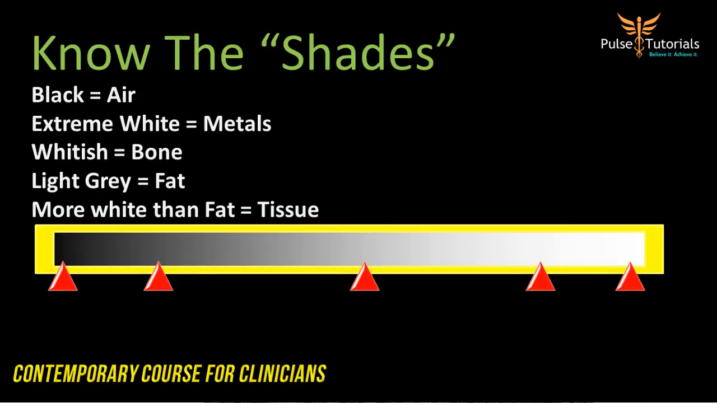First things first, let's understand the fact that an x-ray is basically a black and white structure. You need to understand what is black, what is white. Black, for all practical purposes, means air. Extreme white refers to metals. Most of the bones are whitish in color. They are not extremely white, whereas fatty tissue appears as lightish gray, and the other tissue of your body is somewhere whiter than the fatty tissue.